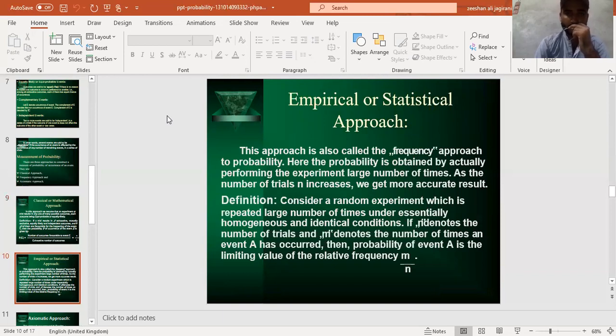Empirical or statistical approach. This approach is also called the frequency approach to probability. Here, the probability is obtained by actually performing the experiment a large number of times. As the number of trials increases, we get a more accurate result. Definition: consider a random experiment which is repeated a large number of times under essentially homogeneous and identical conditions. If n denotes the number of trials and m denotes the number of times the event A occurred, then the probability of event A is the limiting value of the relative frequency m divided by n.